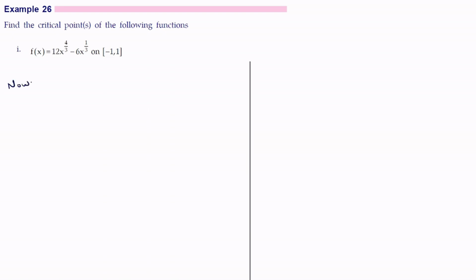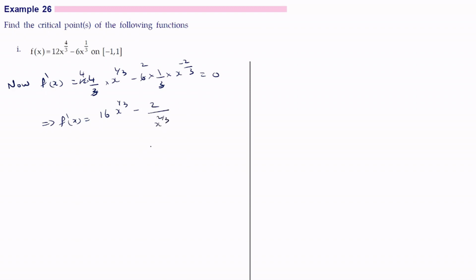So let us find f dash of x. Now f dash of x is equal to 12 into 4 by 3 into x raised to 4 by 3 minus 1, so it is 1 by 3, minus 6 into 1 by 3 into x raised to 1 by 3 minus 1, so it is minus 2 by 3. This is equal to 0. This implies f dash of x is equal to 16x raised to 1 by 3 minus 2 upon x raised to 2 by 3.